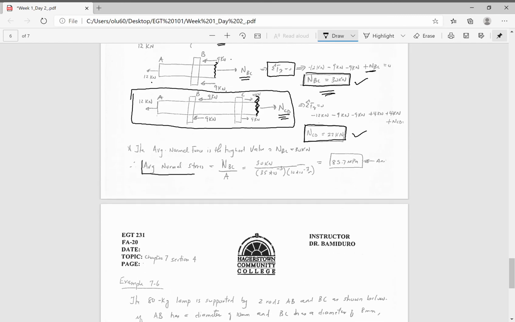The maximum average normal stress will be the maximum average normal force, which is between B and C, divided by the area. And the area, again, is 35 millimeters by 10 millimeters, and then you have to convert that into meters. When you do the math, this is what you're going to get: 85.7 megapascals.